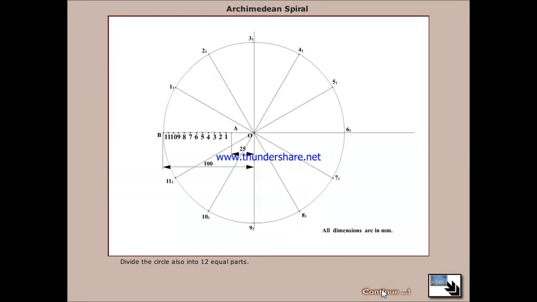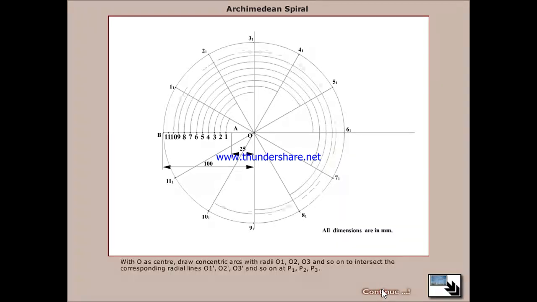First you divide AB into 12 parts and then draw a circle of radius OB. Then that circle also will be divided into 12 equal parts.